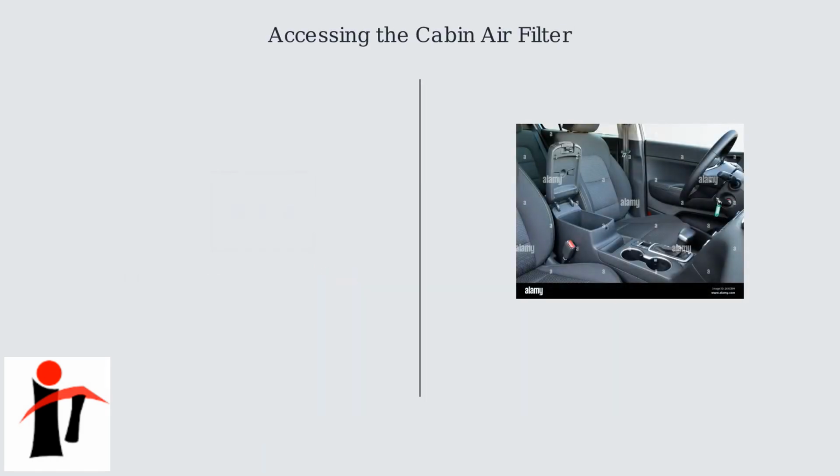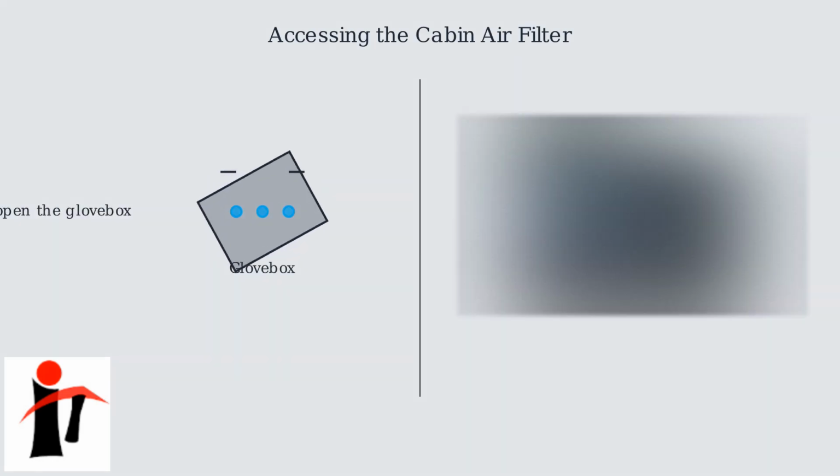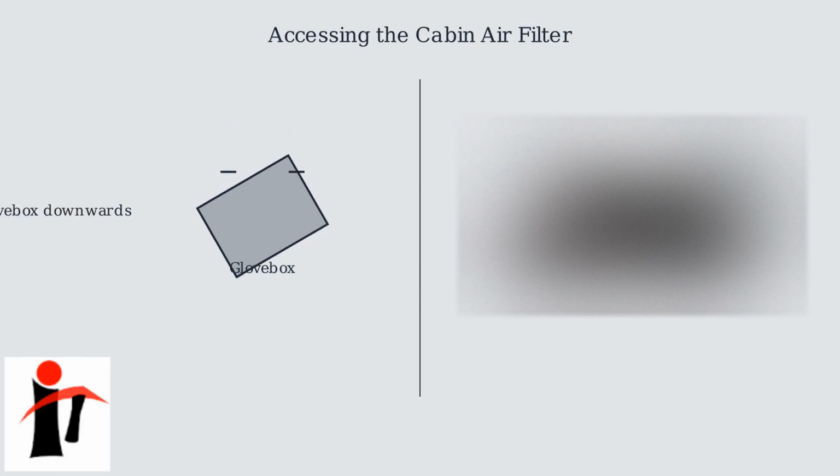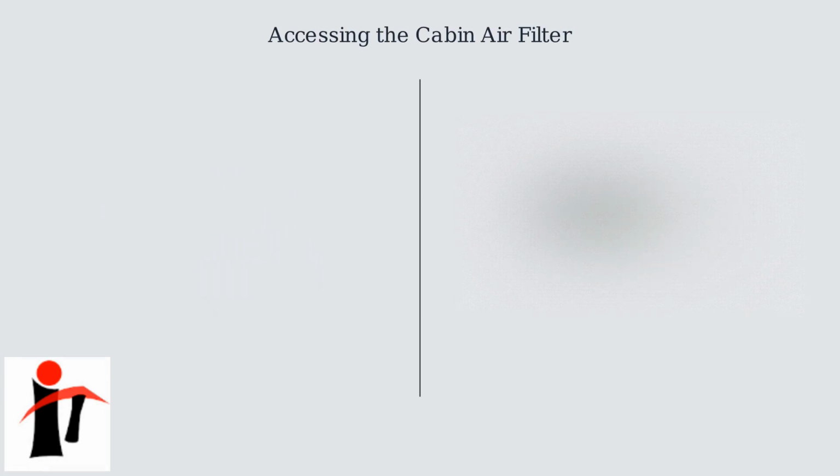The cabin air filter is located behind an access panel under the passenger side glove box. First, fully open the glove box and remove all its contents. Then, gently but firmly pull the glove box downwards to detach it from its hinges. You will see the access panel, which is secured by plastic clips or screws.